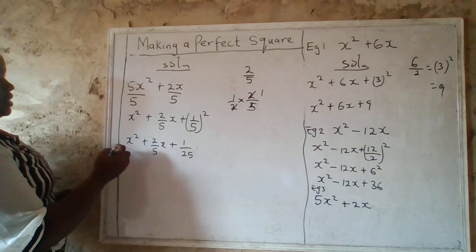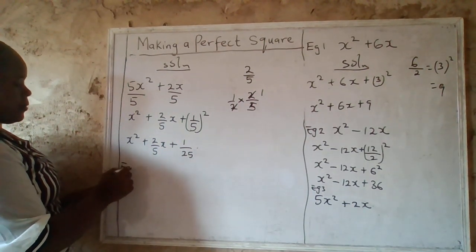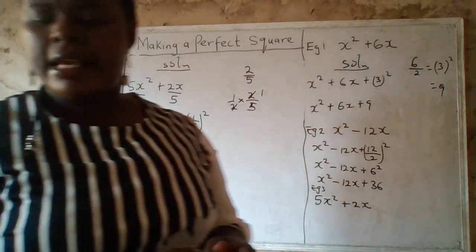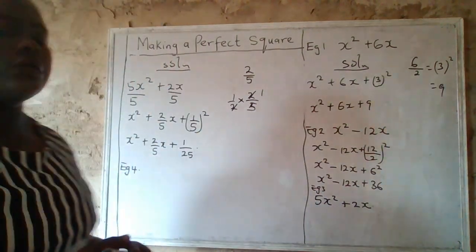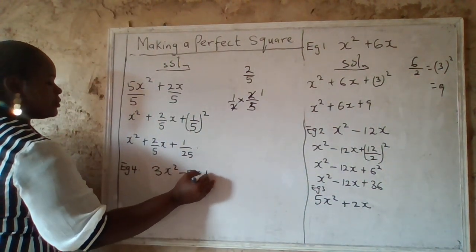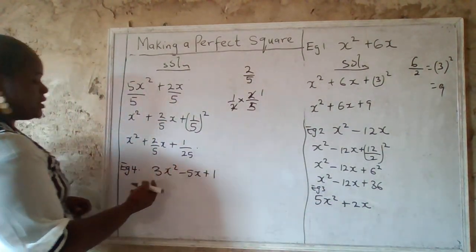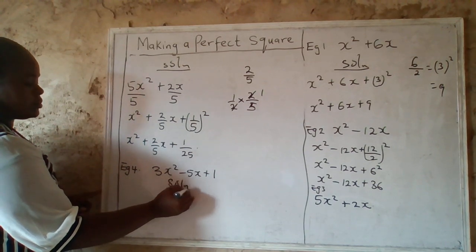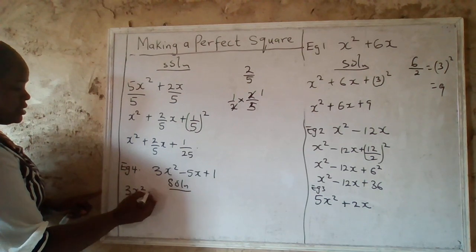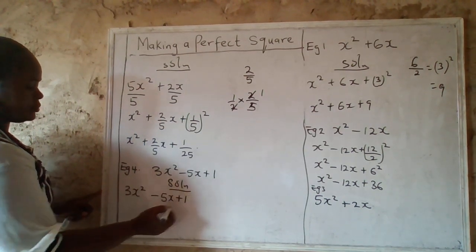Okay, let's take another example, the last example, example 4: 3x squared minus 5x plus 1. Now to do this, we start again. Solution: 3x squared minus 5x plus 1.